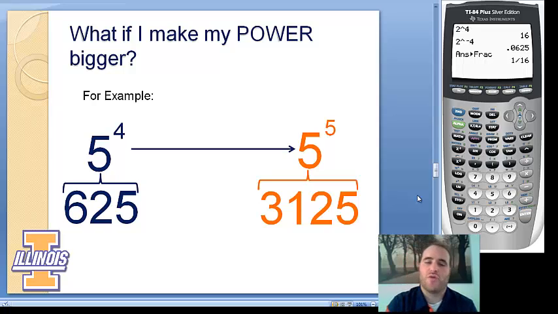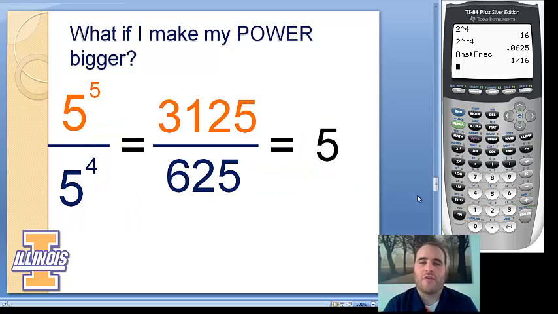So we're going from small to big. That means one of two things. We either have to add or we have to multiply. So let's take the ratio. We're going to put our final value on top, that's in orange, and our initial value on the bottom, that's in blue. When we divide, we find that 5 to the 5th is 5 times bigger than 625.